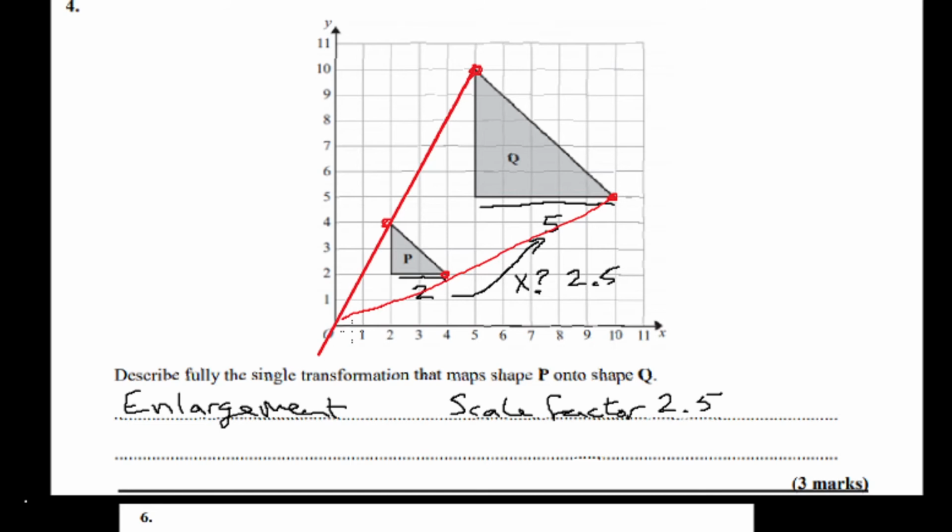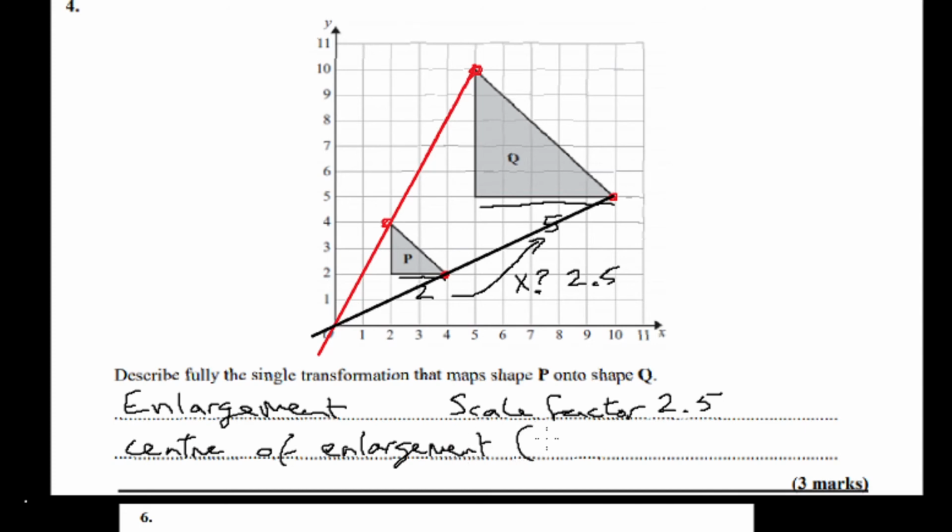Then, let's try that again. So where they meet, that will be the centre of enlargement. So you can see here the centre of enlargement, and it will be a coordinate. Okay, so the coordinates of that are 0, 0, because you can see it's right at 0, 0 on the graph.